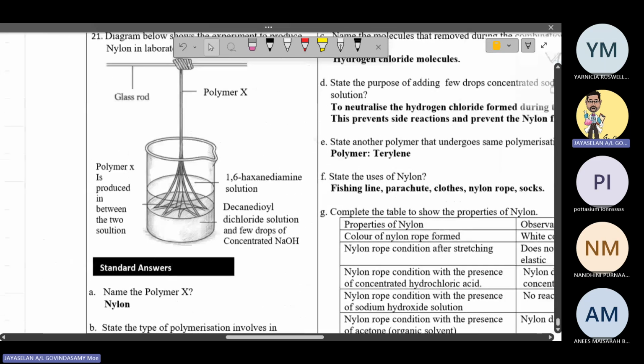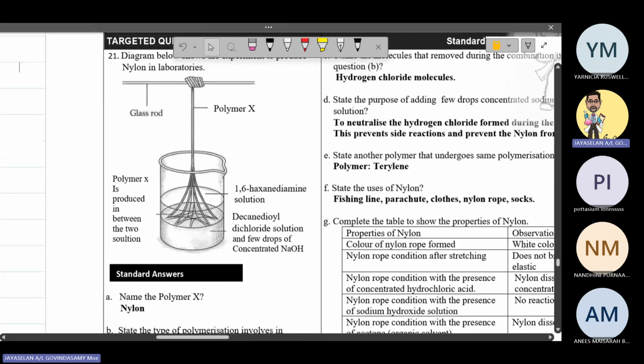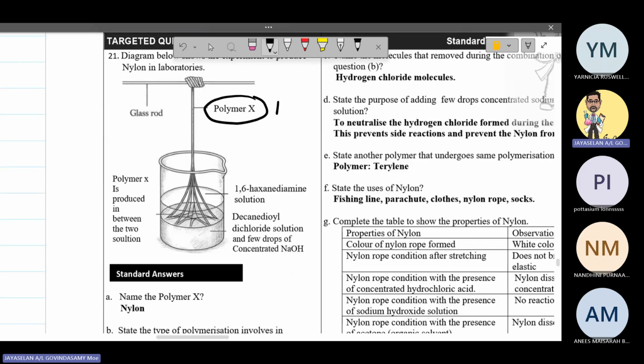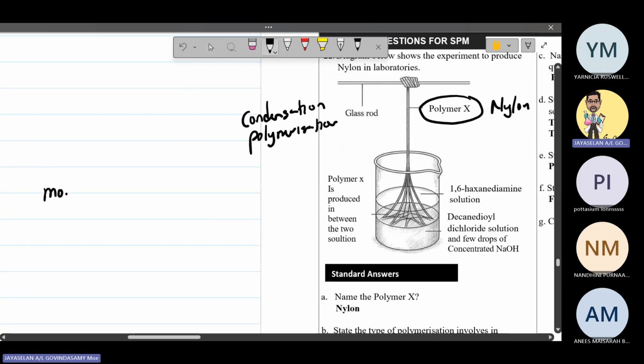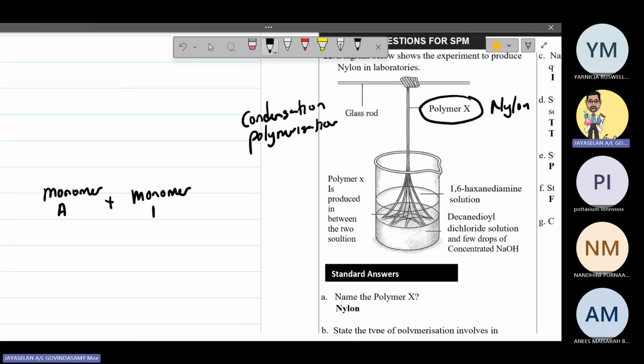Nylon. You must remember that once they put this one, there is a line going up. What is this? This is nylon. What do you need to know about nylon? Nylon is made through condensation polymerization. Nylon has monomers: monomer A and monomer B, two monomers with different functional groups. Put n in front. You will get nylon plus a small molecule. You have to memorize this small molecule.